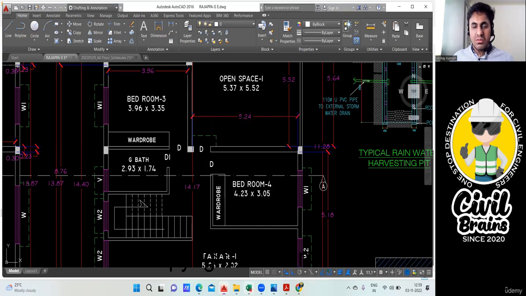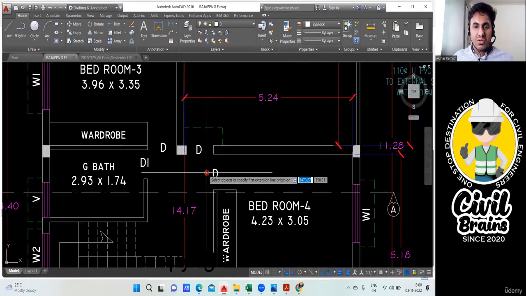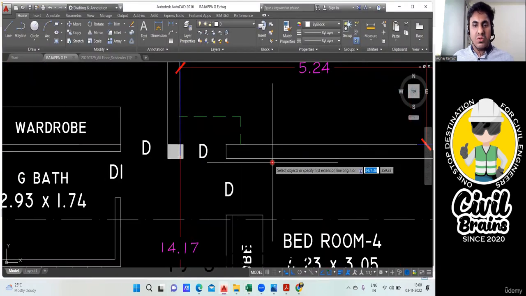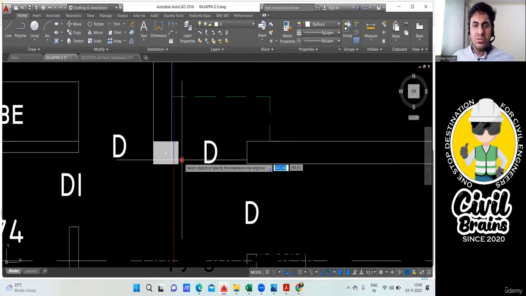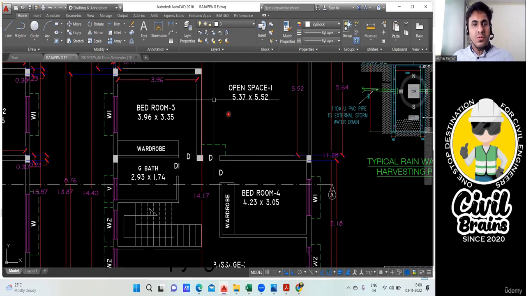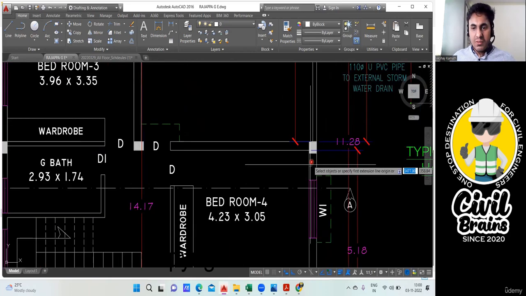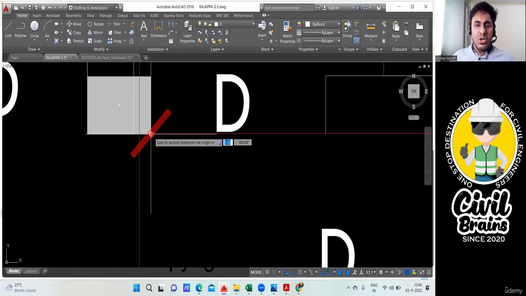5.24, I guess. 5.18 I've written. Yeah, 5.18 only, because the plastering will happen till here, isn't it? This portion. I have to take 5.18, not 5.24. So I'll take 5.18. See, from this outer to where? Till this, okay? Till the column only plastering will happen.